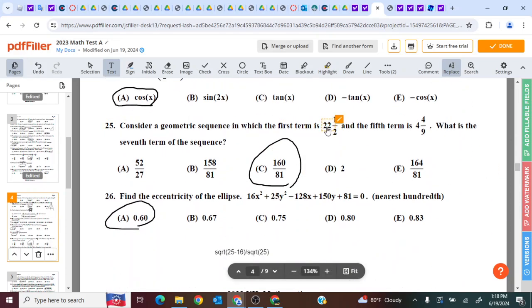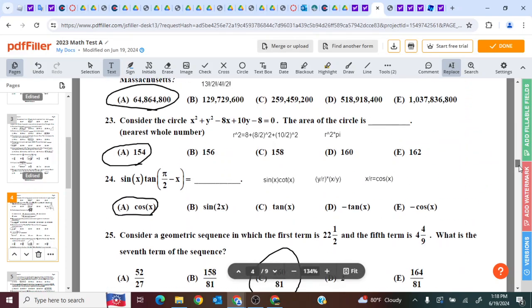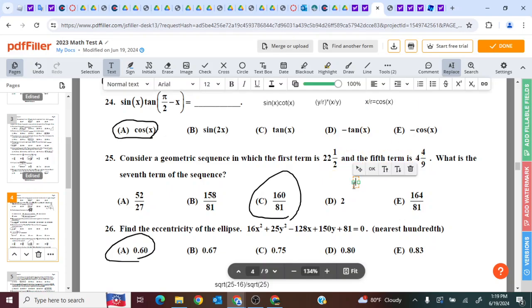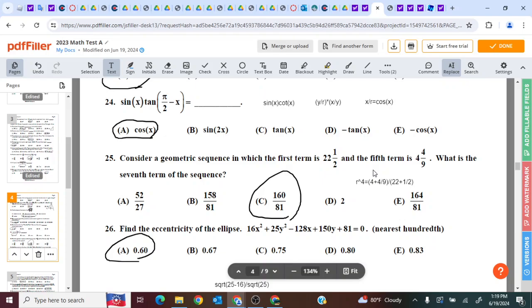25, consider a geometric series in which the first term is this and the fifth term is this. What is the seventh term? It's another one I guess I missed writing the explanation for. But essentially, you need to figure out what the 0th term is. So what you need to do is, after 4, the ratio powered to 4 causes this number to become this number. What you do is you do 4 plus 4 over 9 divided by your original value, and you get your ratio that was happening when your ratio was powered to 4. So you simply take the 4th root of both of these, and then you have your ratio. And then you simply find the 0th term by multiplying this number by r powered to -1.